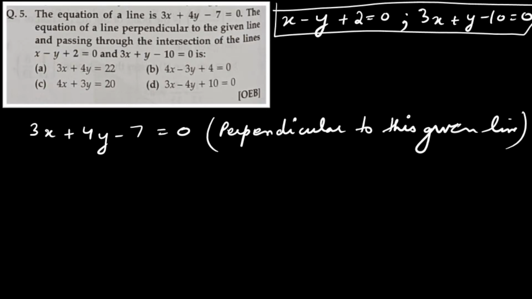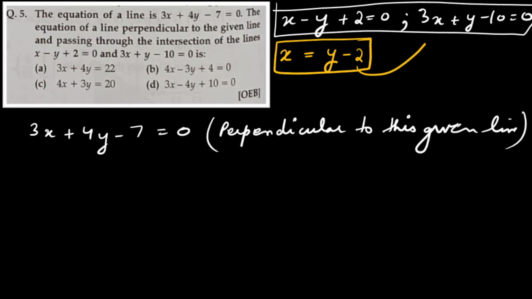By substitution method, I am going to use substitution method. Substitution method means from the first equation I will find the value of one variable and substitute it in the second equation. So if I have to find the value of x from the first equation, I'll shift y to the other side. Minus y, when I shift to the other side, will become plus y, plus 2 will become minus 2. So from the first equation I have found the value of x: x is equals to y minus 2.